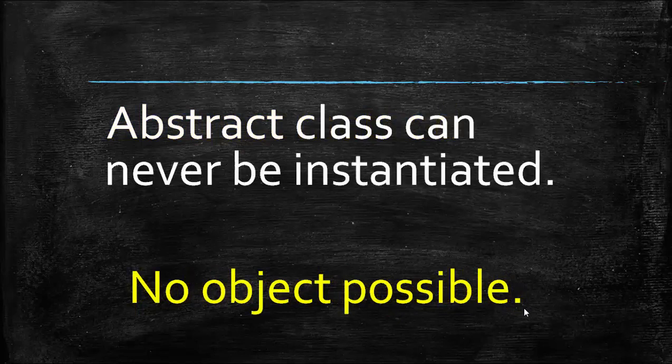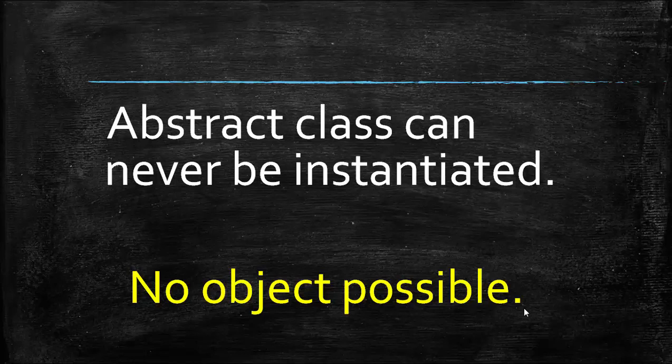So what are the special things about abstract class? An abstract class can never be instantiated. It means you can never create an object of abstract class. If there is a normal class, a concrete class, then you can create objects for the same. But for abstract class, you cannot create the object.